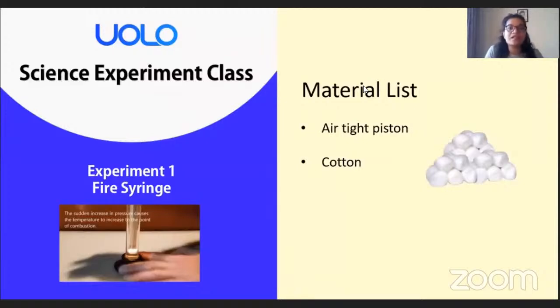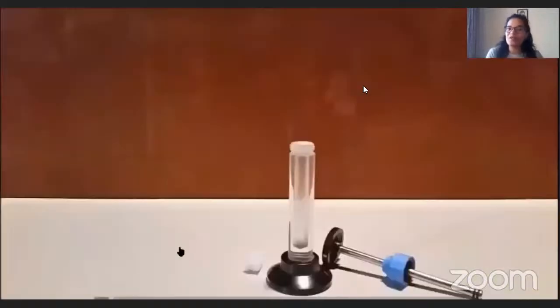Okay, now this experiment definitely needs adult supervision. So, if you're scared, please ask your parents to help you out. I do not want you all to injure yourself, though nothing's going to happen. Just as a safety measure, you all can go ahead and ask your parents for help. Okay, so is everyone ready with their material list? Okay, good job. So we are going to watch the experiment first and then we will perform it. Okay, so is everyone ready?